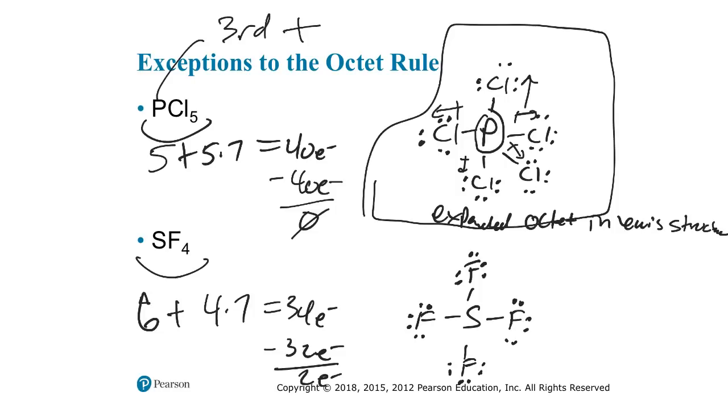Fluorine's already satisfying the octet. We can't expand fluorine's octet, but we can expand the octet of sulfur. So we end up going with 2 electrons on sulfur. Interestingly, the formal charge of sulfur would be 0, the same thing with the fluorines. So 0 formal charges all the way around in this molecule. So this would be the best Lewis structure for this molecule.